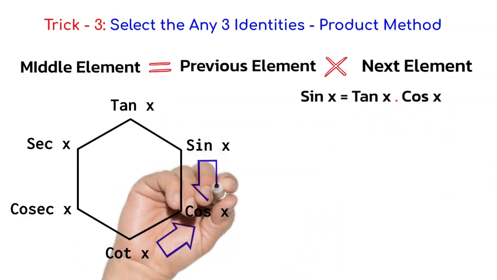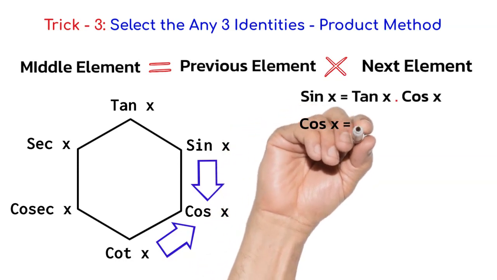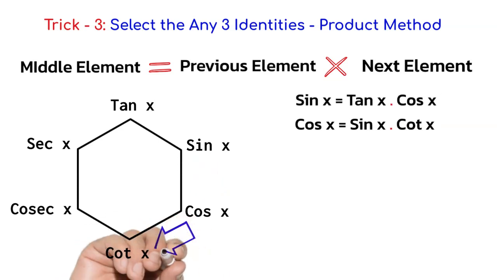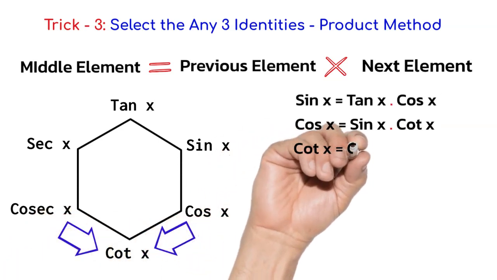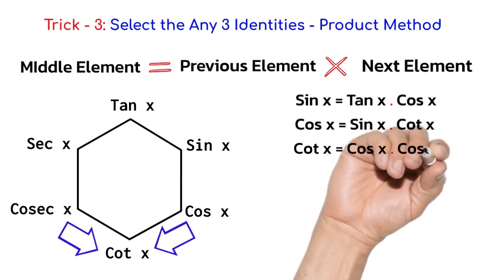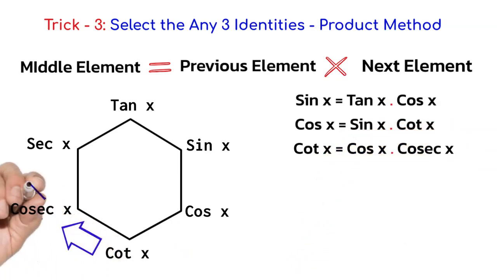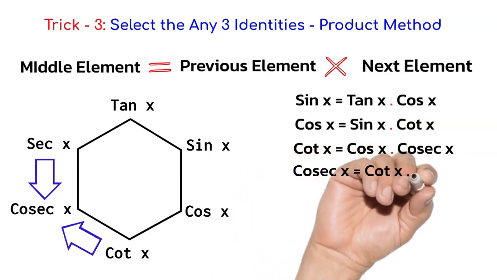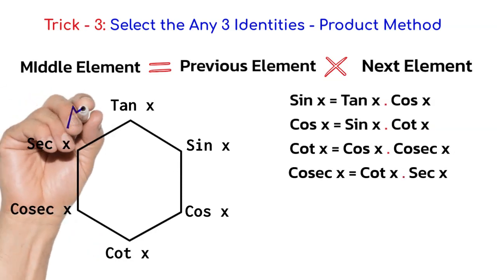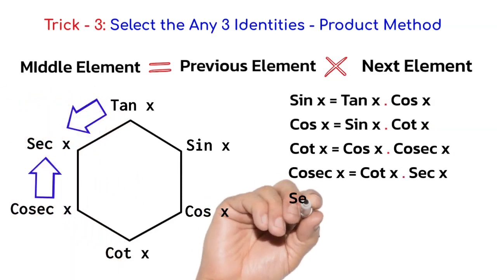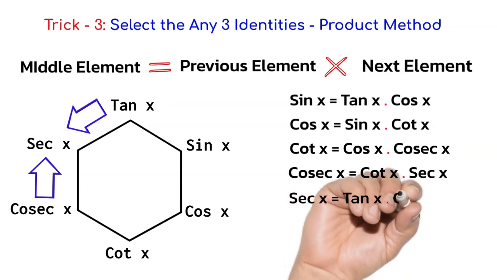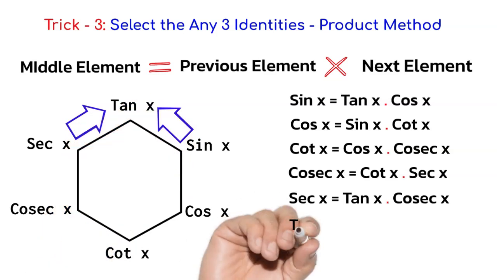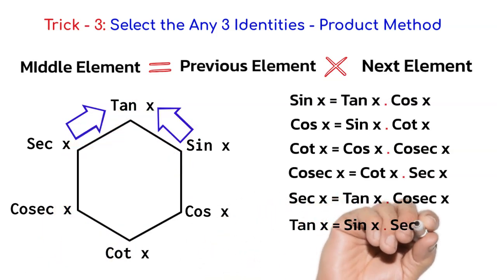Similarly, for the next set of three elements, we will get cos x is equal to sin x into cot x. For the next set, we will get cot x is equal to cos x into cosecant x. The next set, we will get cosecant x is equal to cot x into secant x. For the next set, we will get secant x is equal to cosecant x into tan x. For the next set, we will get tan x is equal to secant x into sin x.